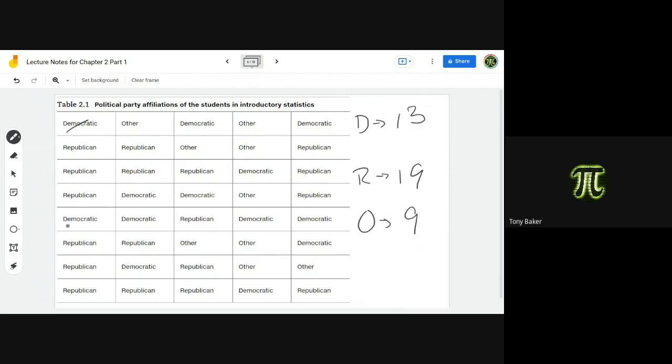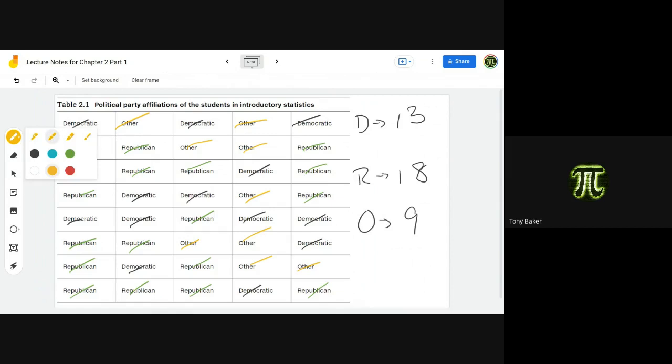All right, so we got 1 Democrat, 2, 3, 4, 5, 6, 7, 8, 9, 10, 11, 12, 13. 13, that's right. Let's see. Because I don't feel like using red and blue. 1, 2, 3, 4, 5, 6, 8, 9, 10, 11, 12, 13, 14, 15, 16, 17, 18. Republicans. And then if we count this correct, so that's 1, 2, 3, 4, 5, 6, 7, 8, 9. Now, yes, others should be the difference.